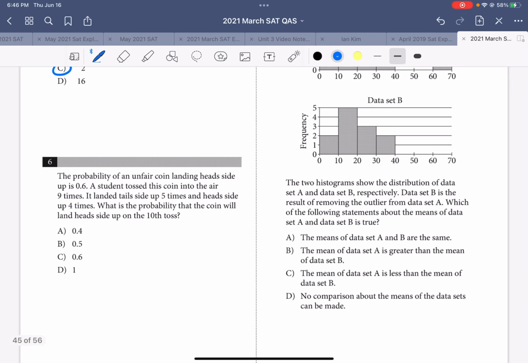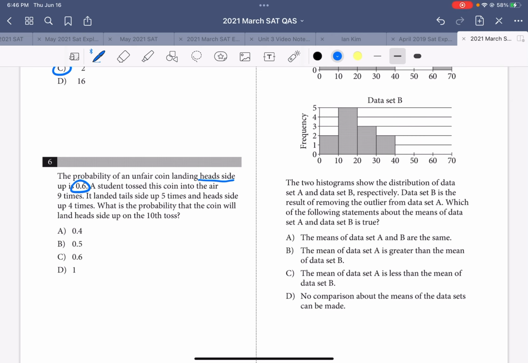Number six. The probability of an unfair coin landing head side up is 0.6. Okay, usually it's 0.5, but this is an unfair coin. Now a student tossed this coin into the air 9 times, and it landed tail side up 5 times and head side up 4 times. Then what is the probability that the coin will land head side up on the 10th toss?